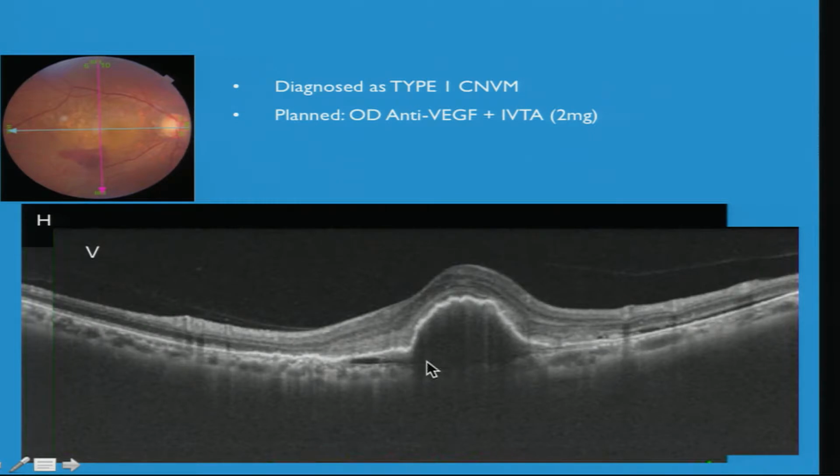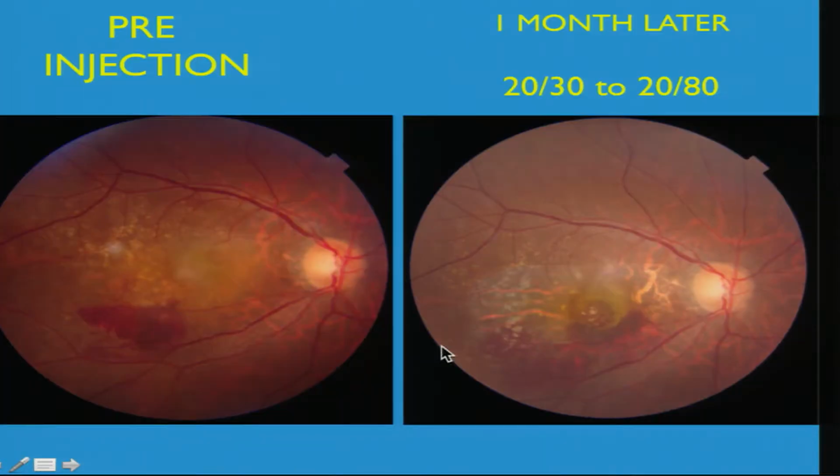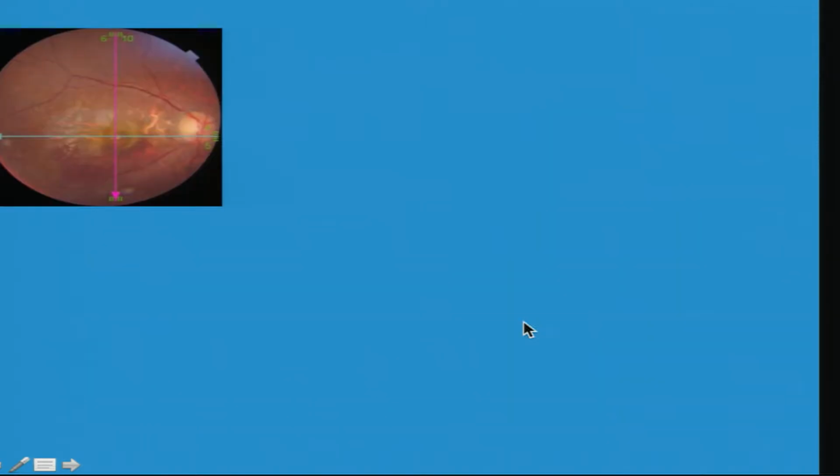The vertical scan also showed a PED, and this patient actually had an anti-VEGF injection, and you can see that pre-injection he was like this, and post-injection he came with a vision loss from 20/30 to 20/80, and there is an increase in the subretinal hemorrhage over here, and this is what brought my attention to what the problem was.